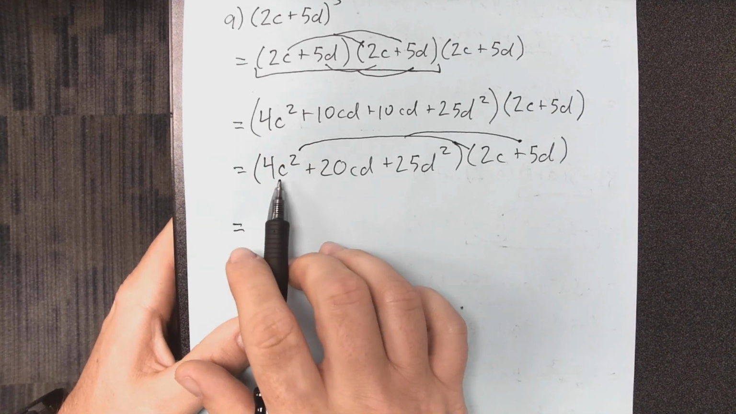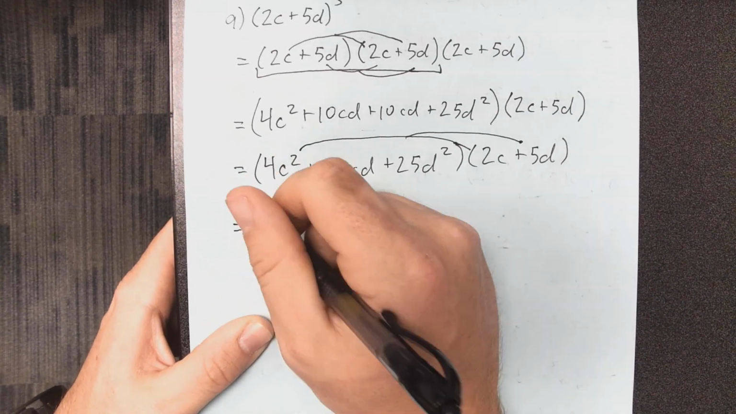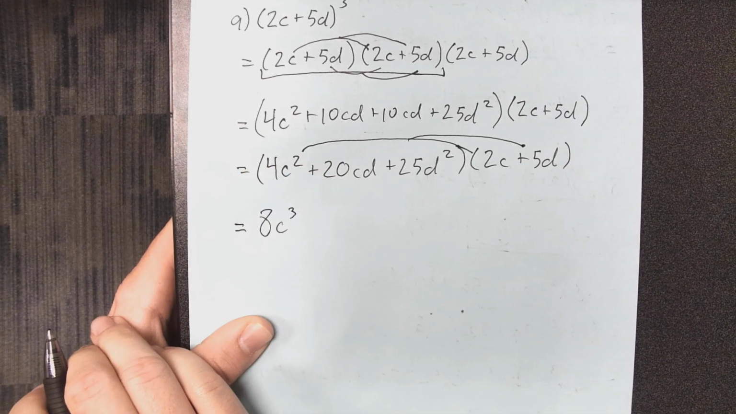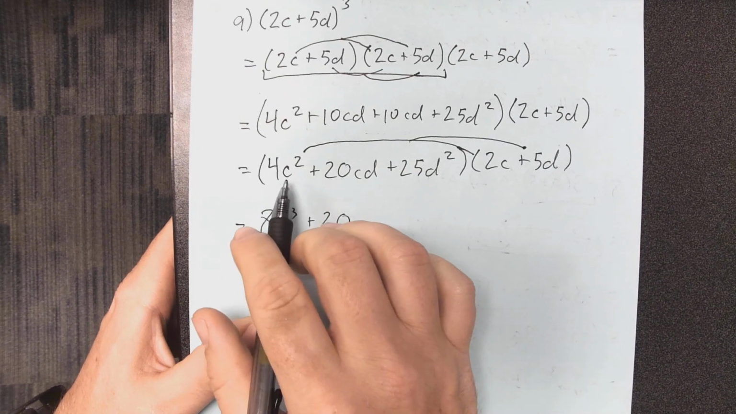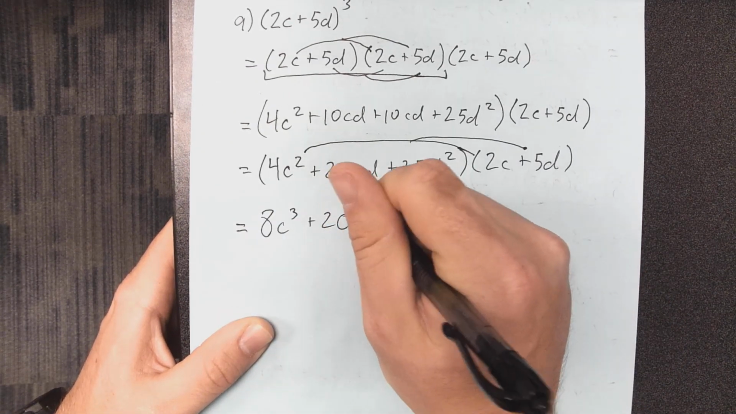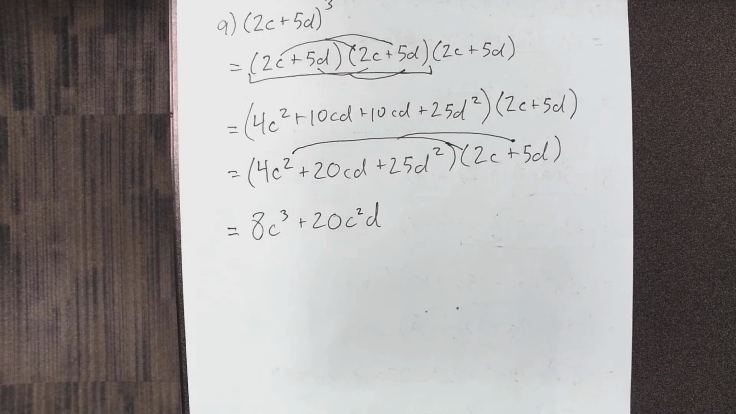Let's go ahead and multiply 4c squared times 2c. 4 times 2 is 8. c squared times c is c cubed. Now distribute to the next term. 4 times 5 is 20, and then I got c squared times d. Take a moment, look at that, analyze it, and then we go to the next one.